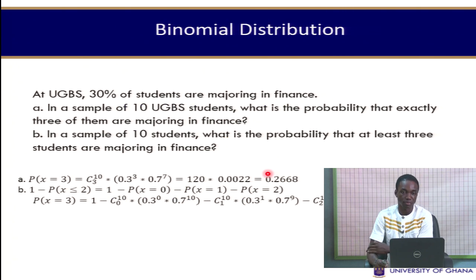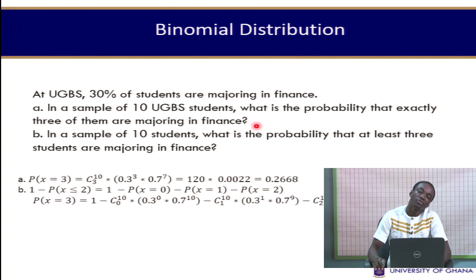Let's take an example for the binomial distribution. At UGBS, 30% of the students are majoring in finance. In a sample of 10 UGBS students, what is the probability that exactly 3 of them are majoring in finance? How would you know that this question is actually a binomial distribution?